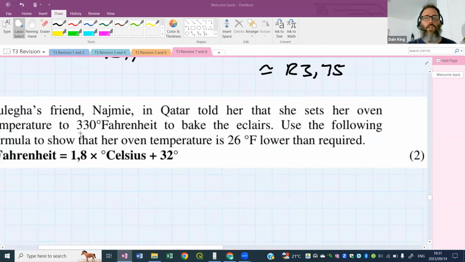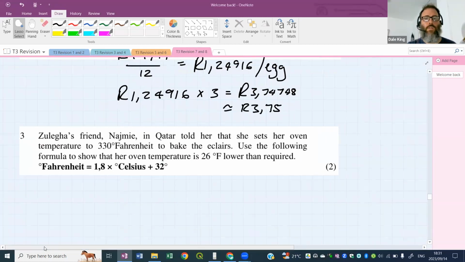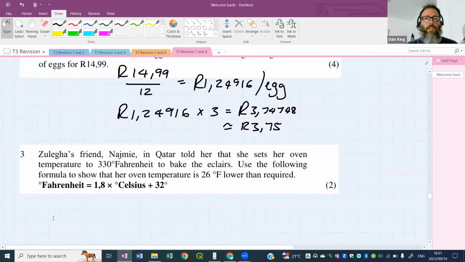I'm not zoomed in. Is it too small? Guys, you must tell me if you can't see, hey? Tell me if you can't see.